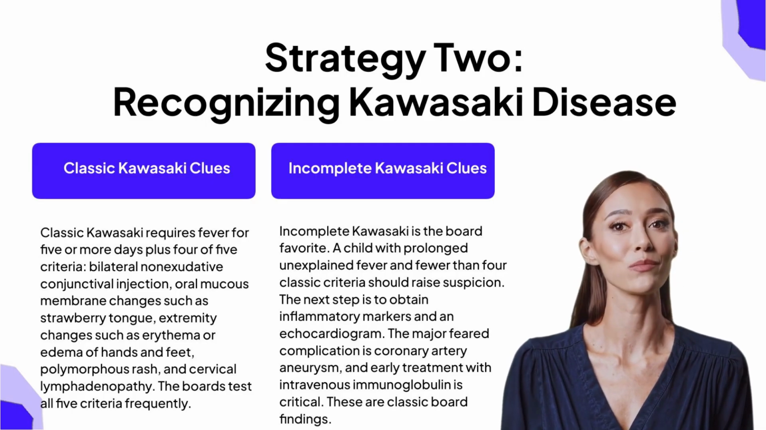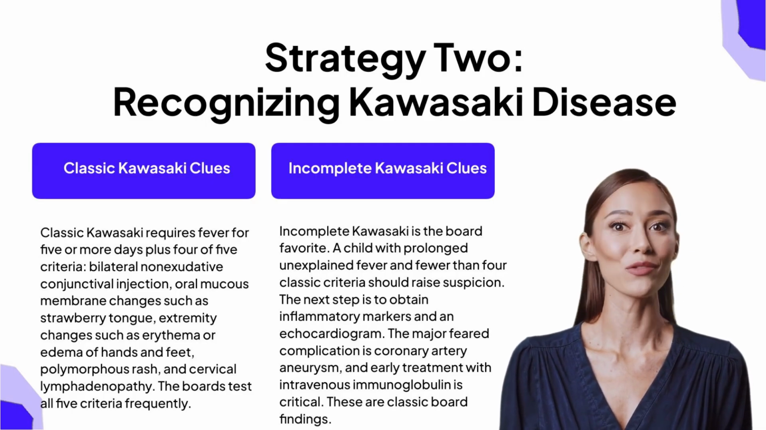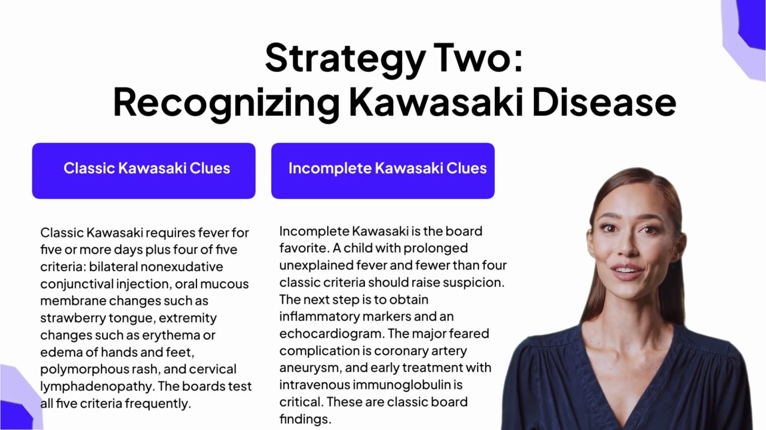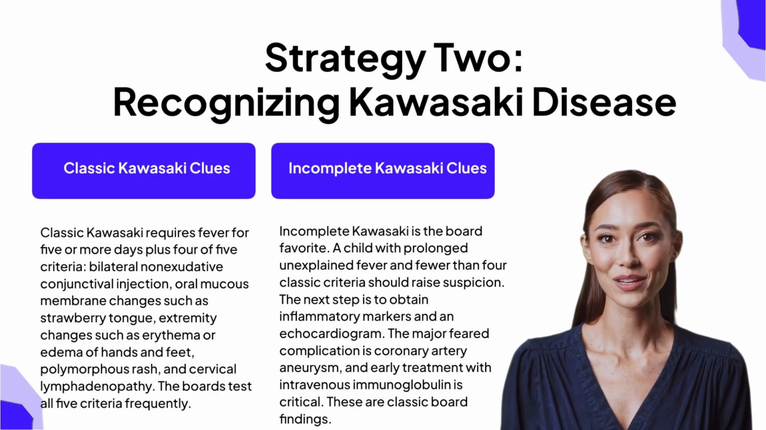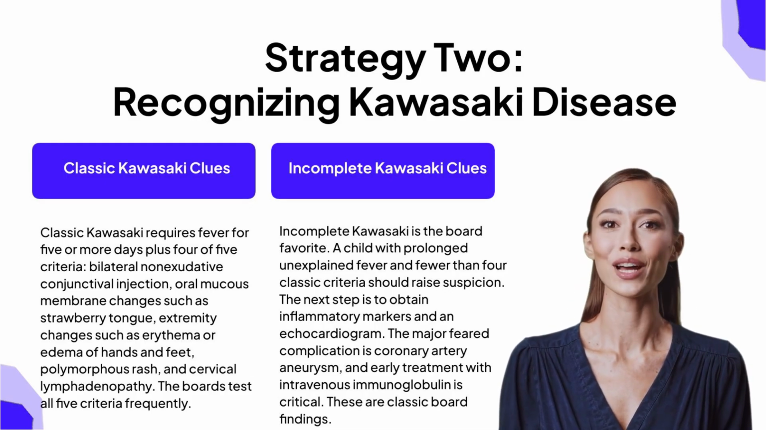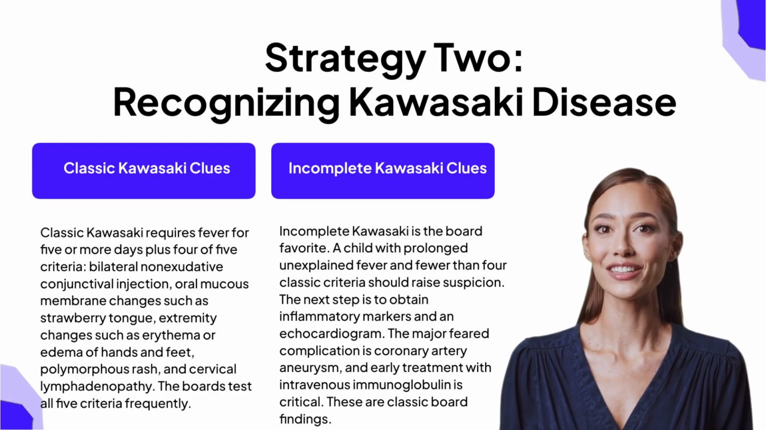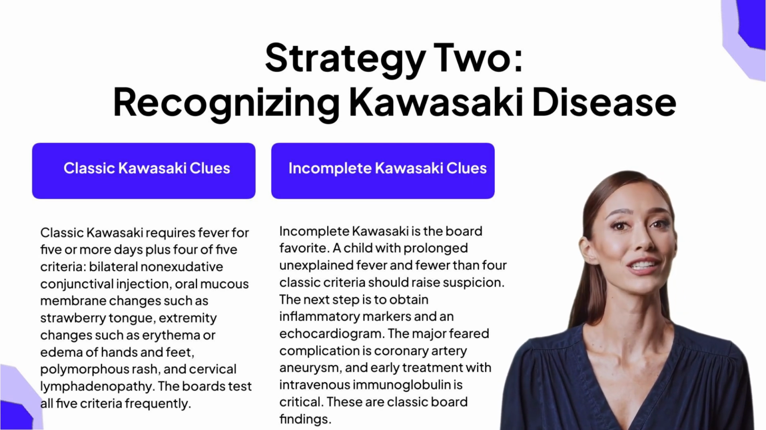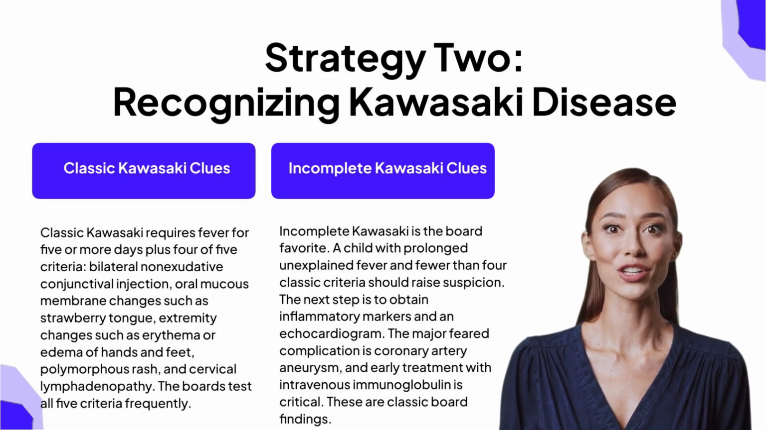But here is the real board pearl: incomplete Kawasaki disease. When a child has prolonged unexplained fever with fewer than 4 classic criteria, the next step is to check inflammatory markers and get an echocardiogram. The feared complication is coronary artery aneurysm, which is why early treatment with intravenous immunoglobulin and aspirin is so critical.